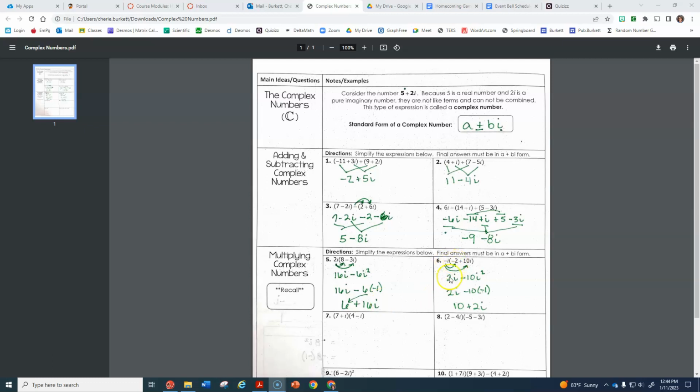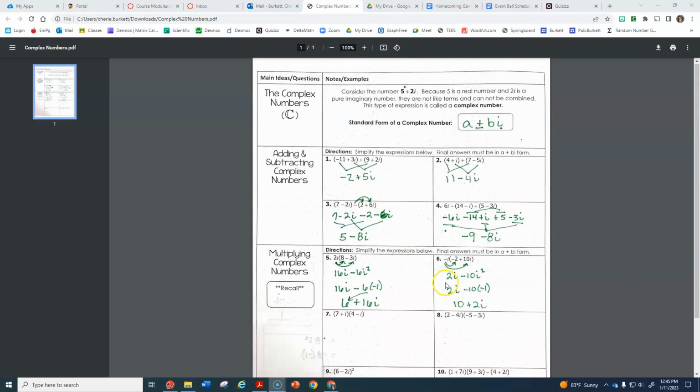Negative i times a negative 2 is a positive 2i. Negative i times a positive 10i is a negative 10i squared. Change the i squared to a negative 1. And then the negative 1 times a negative 10 becomes a positive 10. Since that's the real part, it goes in the front. The 2i goes in the back.